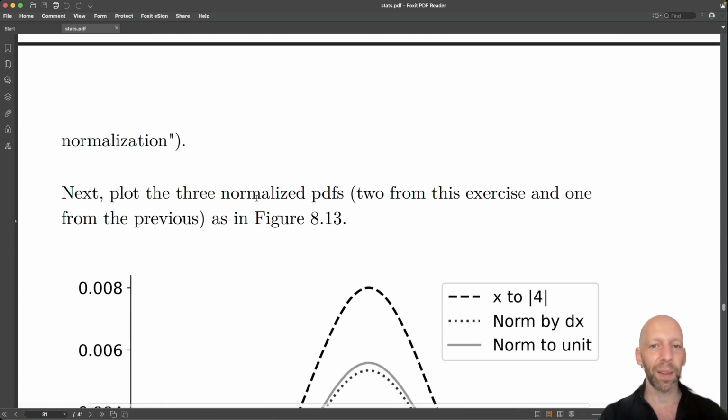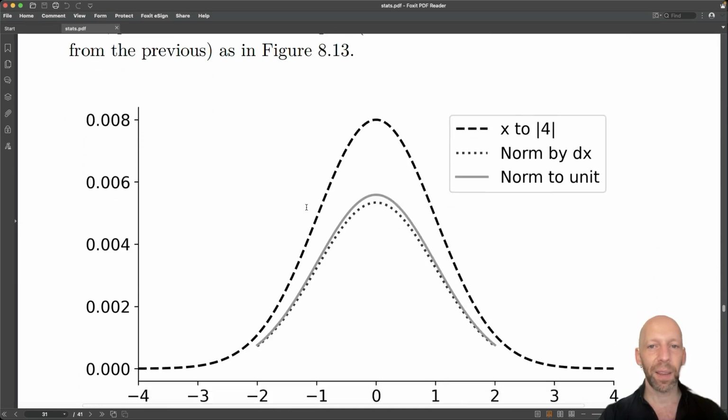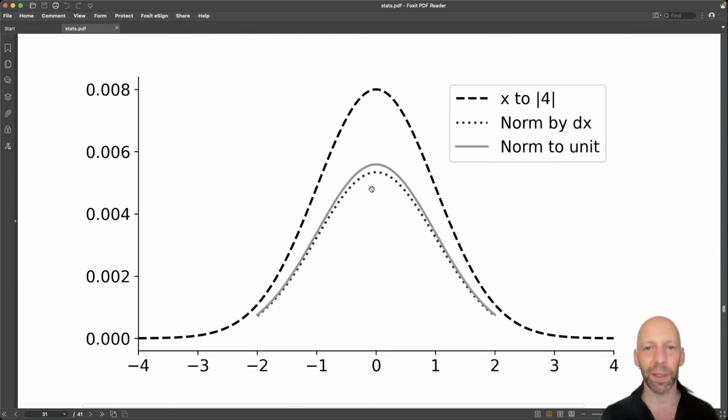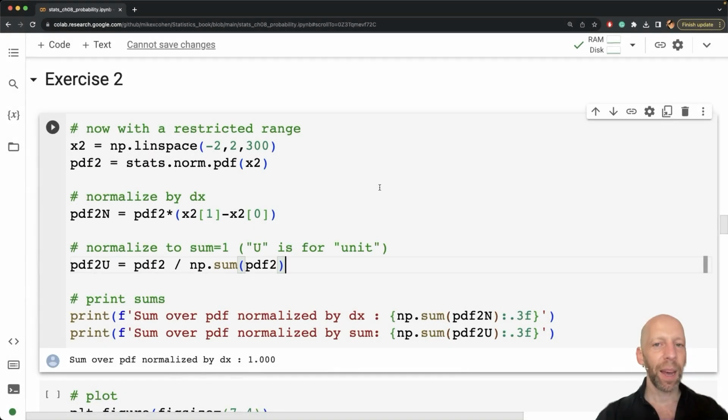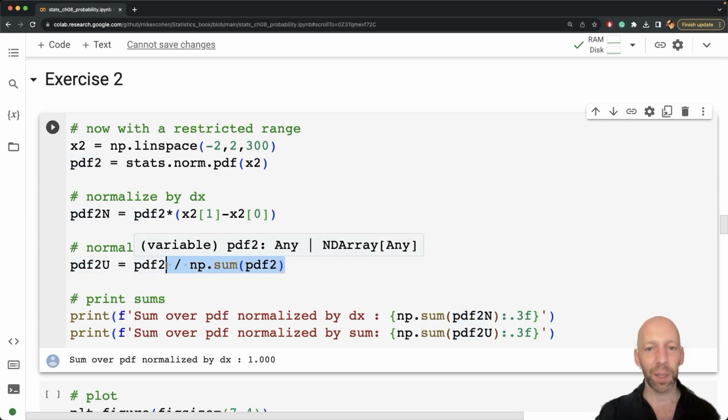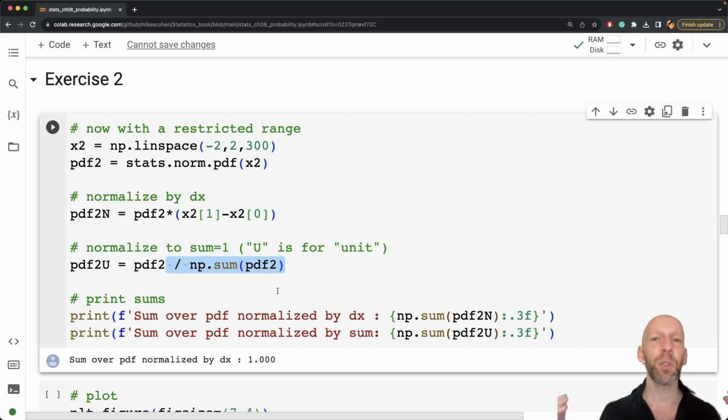Okay, and then plot the 3 PDFs. And I'll show this graph. I'll talk about this graph in Python when I create it. Okay, so here we have a little bit of extra code. I take the output of PDF here. This is not the normalized by dx output. This is just the raw output, which we know is not going to sum to 1. And I divide it by its sum. And when you do this, as I mentioned, it's called unit sum normalization. It is trivially forcing the sum to be 1.